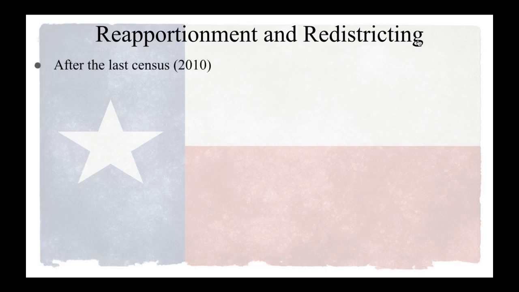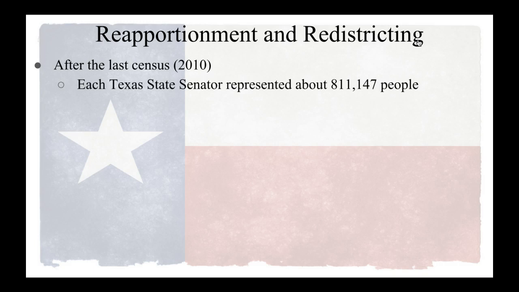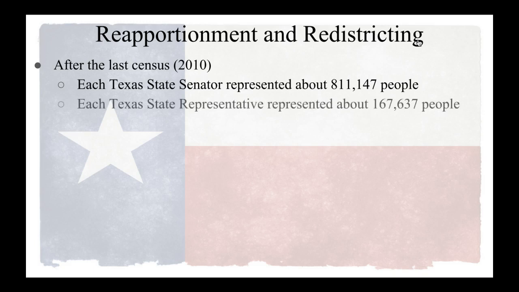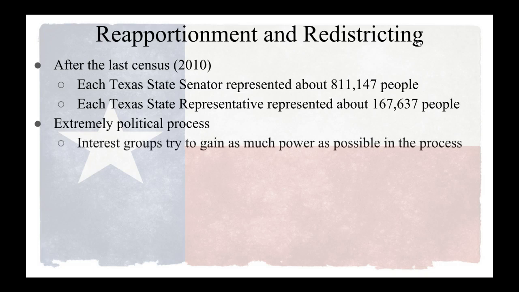So after the last census in 2010, and we are actually moving into a new census in 2020, each state senator represented about 811,147 people. We saw that in one of our previous lectures. And each state House member represented about 167,637 people. But in order to decide this and get to this situation, a highly political process occurred.